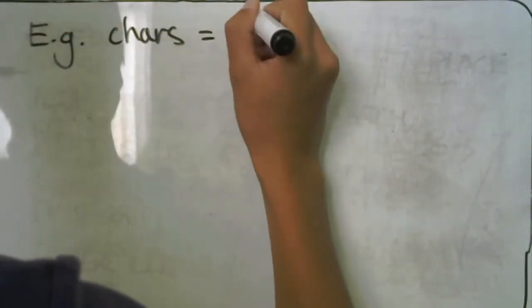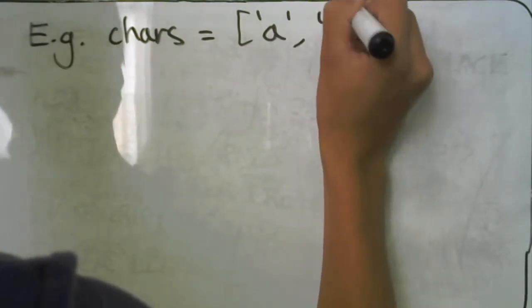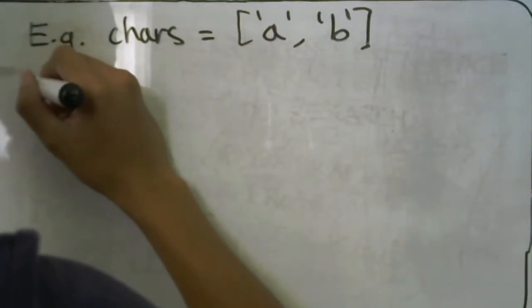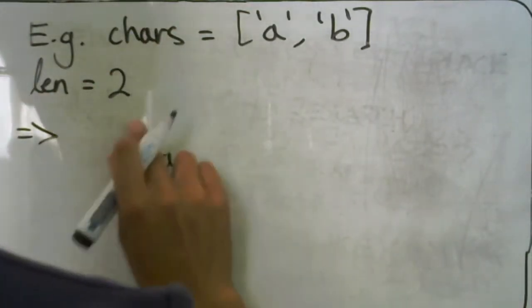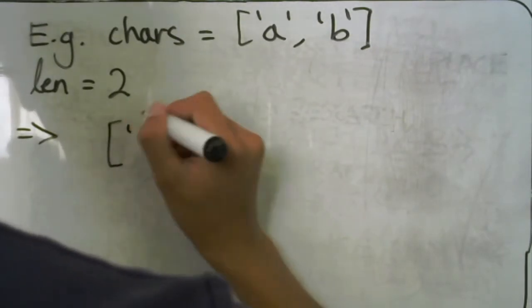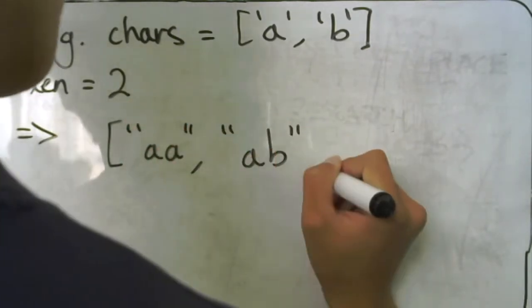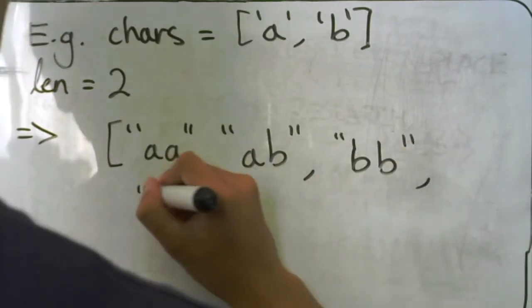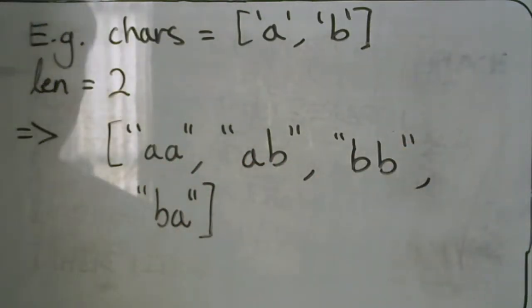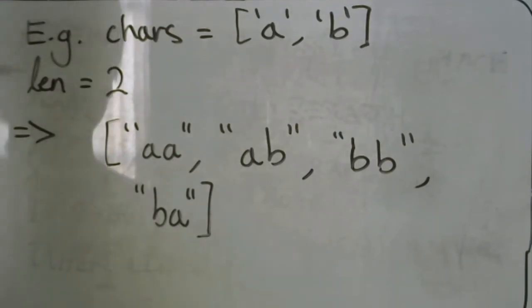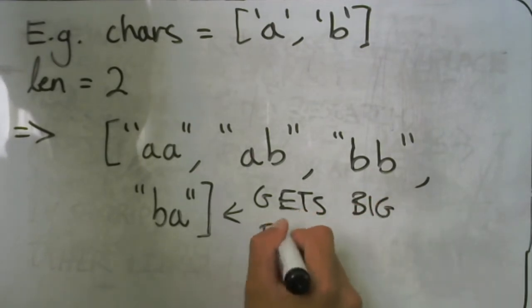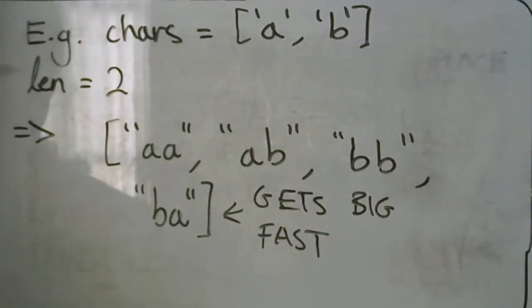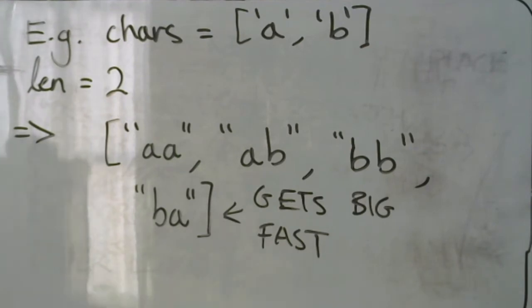To give an example of what we want, let's say that our character set were the two characters A and B, and that we wanted all strings of length 2. Then our list would have 4 strings in it. It would have AA, AB, BB, and BA as the 4 strings. And with this list, you might be able to see that it's going to grow exponentially as we increase the length. It is going to get huge really fast. And that is where lazy evaluation could help us.